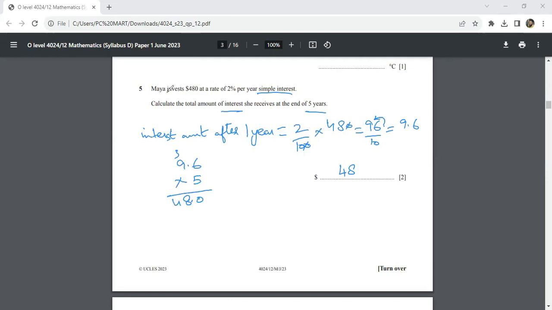So the question was, Maya invests $480 at a rate of 2% per year. It was a question of simple interest. Calculate the total amount of interest she received at the end of 5 years. First of all, we calculated the interest amount after 1 year, which was $9.6. Then we multiplied it by 5. We got $48.